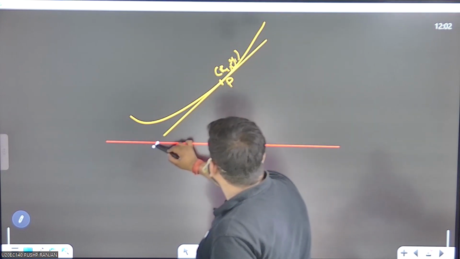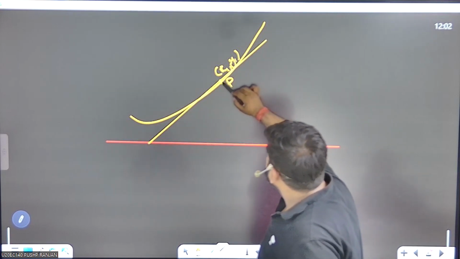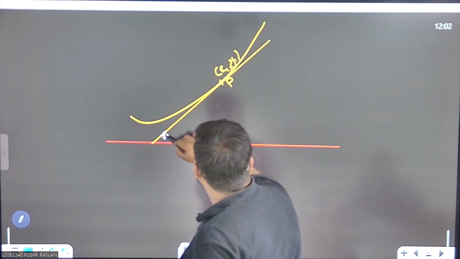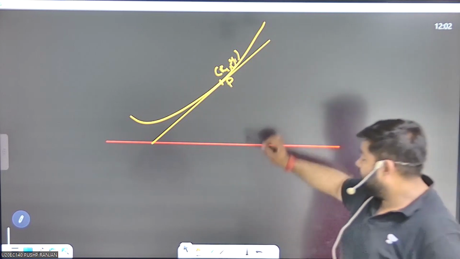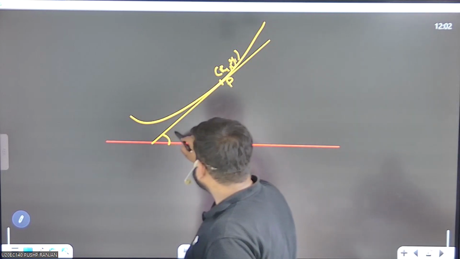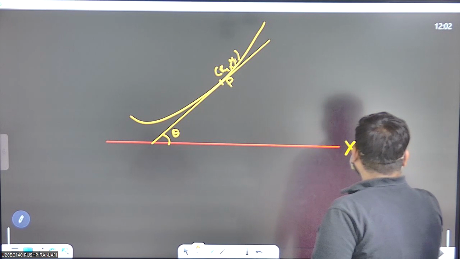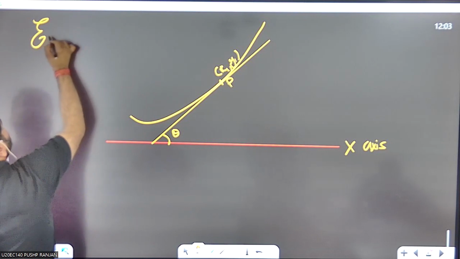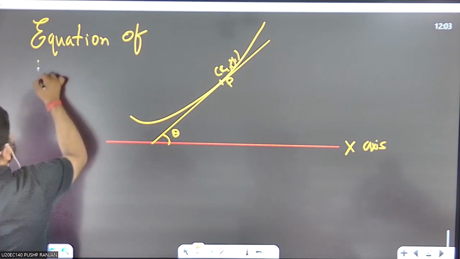Not perfect. Let's take this again. Now it's perfect. I am drawing a tangent at point P. Let's say this makes angle theta with the x-axis. We are basically discussing the equation of tangent.